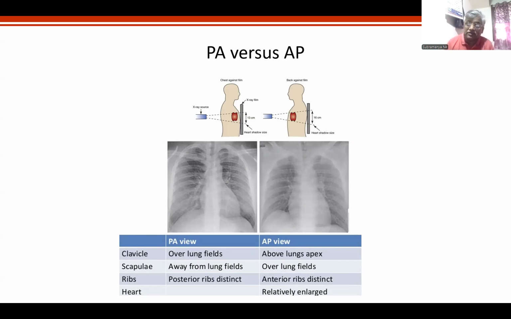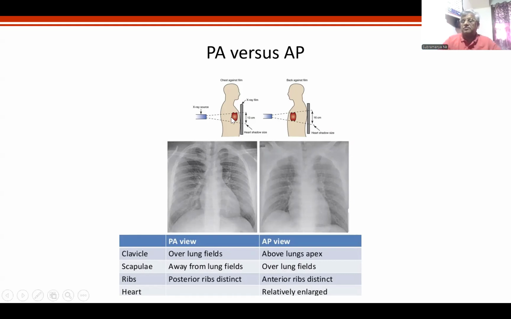Clavicles appear over the lung fields in a PA view. They appear above the lung field apex in a supine film or an AP view. Scapulae, most important, will be away from the lung fields. This is the cassette. In a PA, you will embrace it like this. Many of you, if you don't know, visit a radiology room, then you will know. You will spread your scapulae when you take a PA view, and you hold the cassette close to your chest. Can you see here?